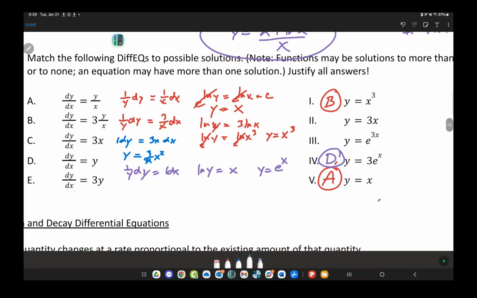So we have 1 over y dy equals 3 dx. So the natural log of y equals 3x. So y equals e to the 3x. That was a bit easier.